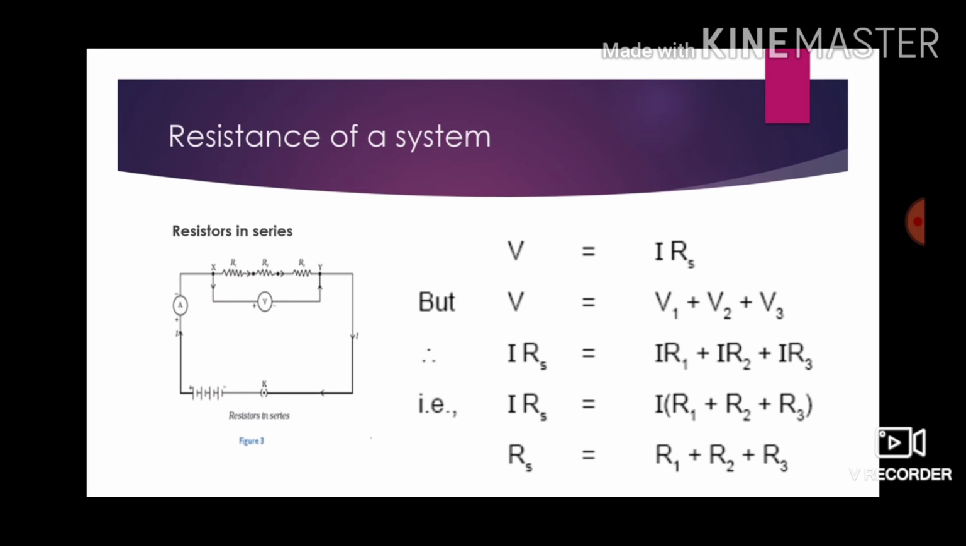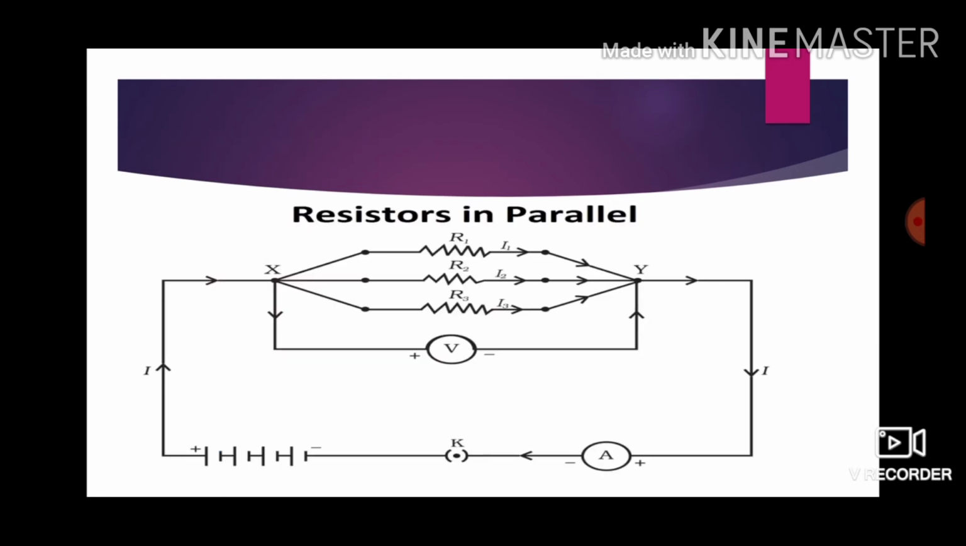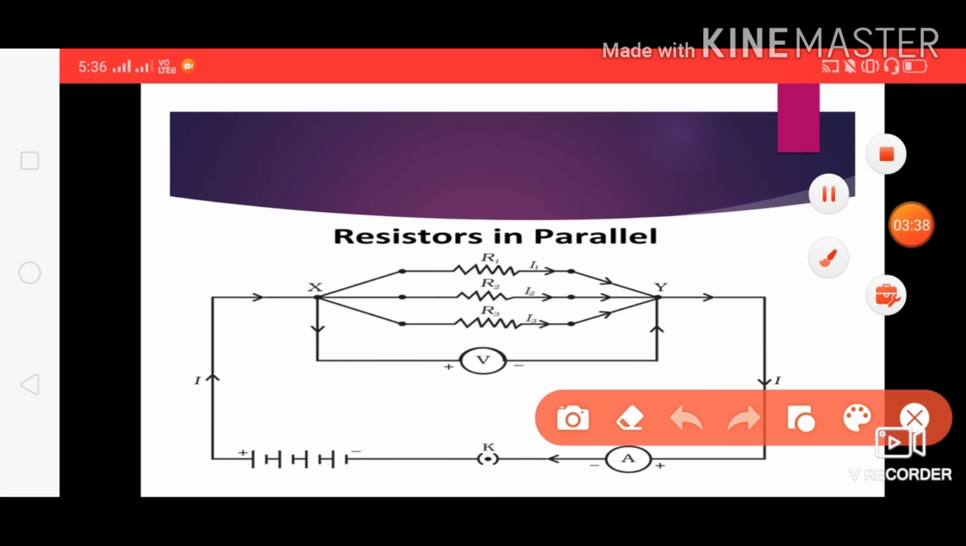So we define the series connection as: the total resistance is equal to the sum of the individual resistances connected in series. Next, resistance in parallel. How do we define resistance in parallel? When one end of each resistance is connected to one common point and the other end of each resistance is connected to another common point, together we call it a resistance in parallel.